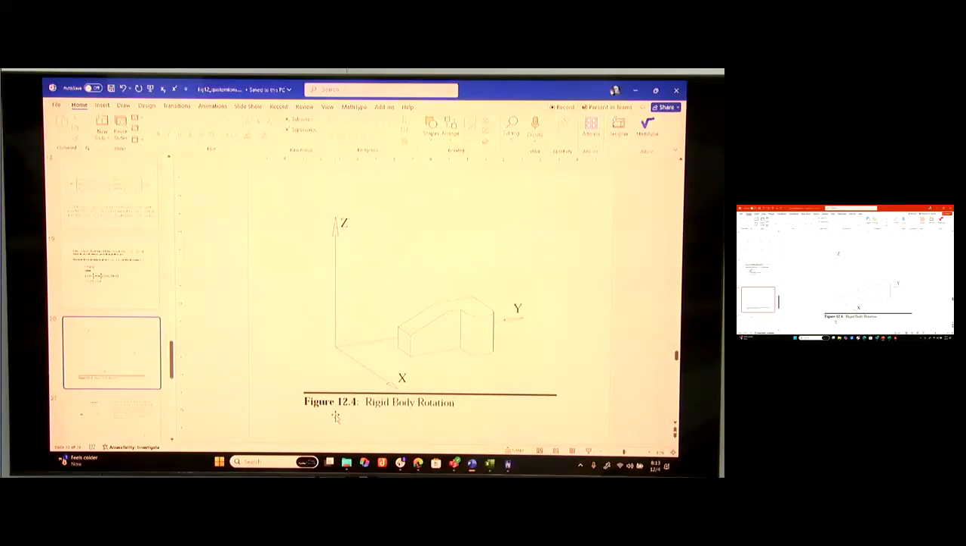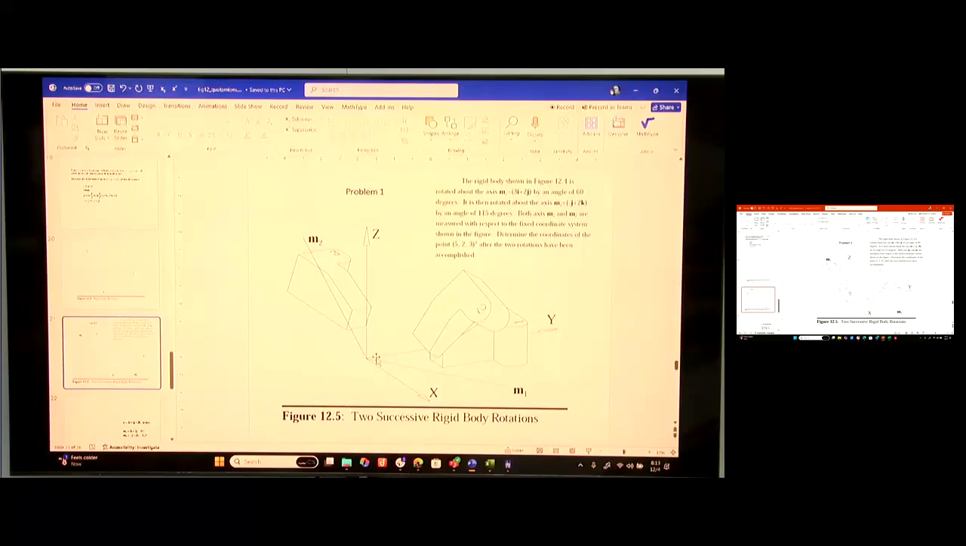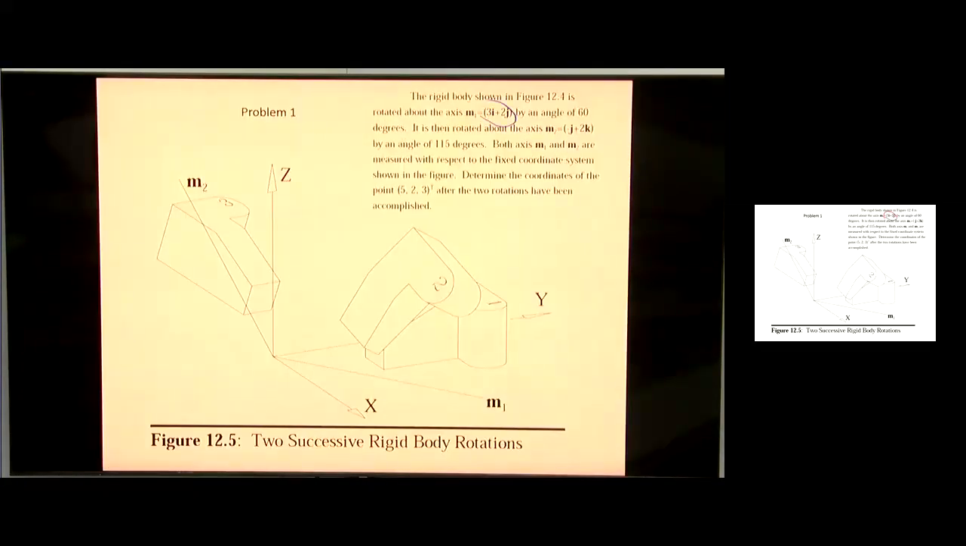Okay, so what are our problems? In the book, there's 3 of them. Here's a body, shown in the picture, and it's rotated about an axis M. So it's not unitized yet. Okay, and here it is.